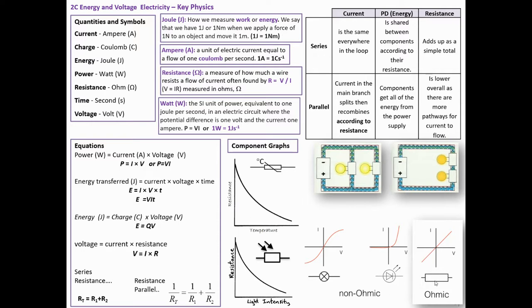And ohmic conductors, like a resistor at a constant temperature, give a straight line graph of IV. Now, what's really weird is that at GCSE they often plot the graphs like this with the V across the bottom, because that's the variable that you change in the experiment. However, if you plot them this way, the gradient is actually 1 over the resistance. If I plot it the other way around, with V up the y-axis and I on the x-axis, then the gradient is the resistance. So that's worth thinking about.